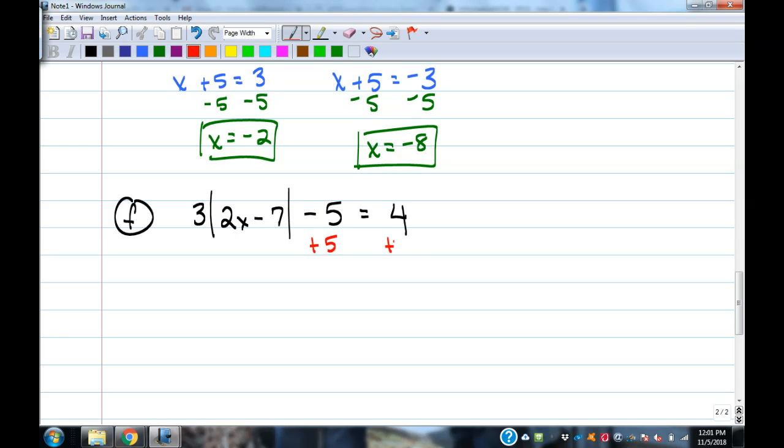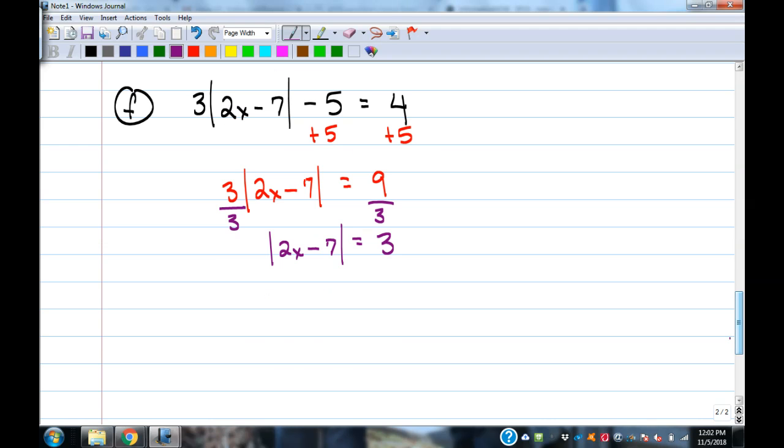Adding. So there's 3, absolute value of 2x minus 7 is equal to 4 plus 5 is 9. So almost there. How do we get rid of that 3? Yeah, divide by 3. Absolute value of 2x minus 7 is equal to 3. And we're still not done.